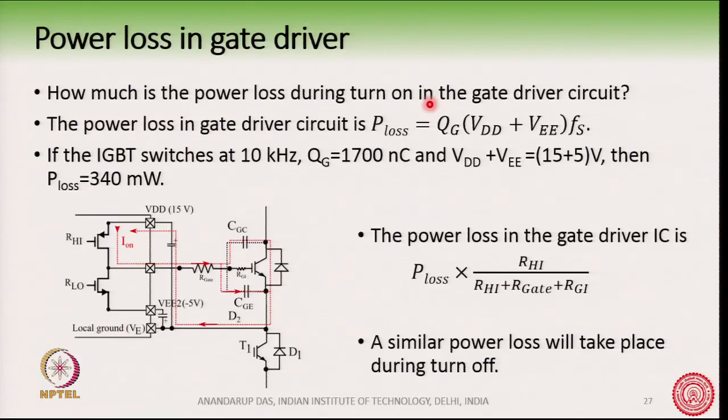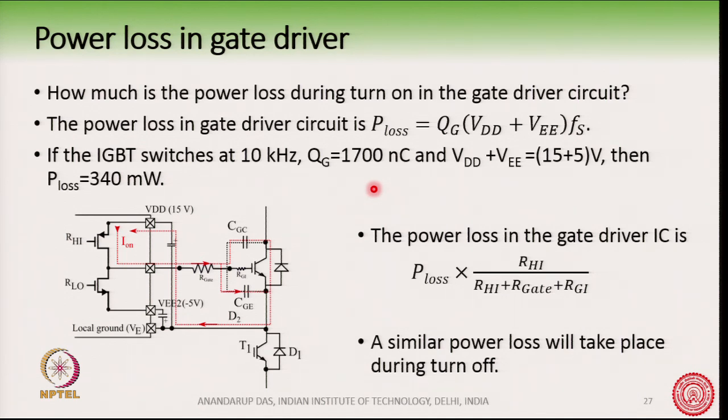For example, during turn on, the total loss will be Qg times the voltage through which it is transitioning. During turn on, the total voltage getting applied is this much, and this is the total charge which we have taken, times the switching frequency. So, this will give you the total power loss. Suppose this IGBT is switching at 10 kilohertz and Qg is 1700 nanocoulomb and this total voltage is 20 volt, then the total loss happening is 340 milliwatt.